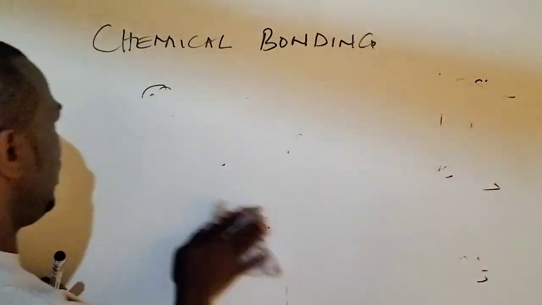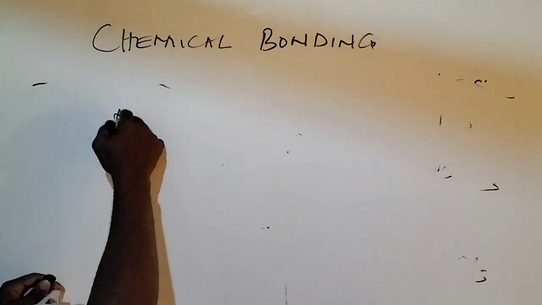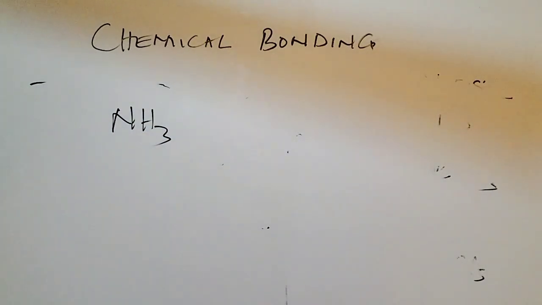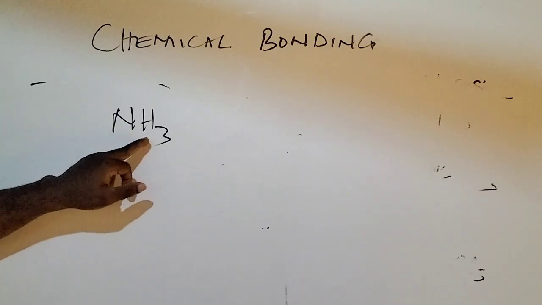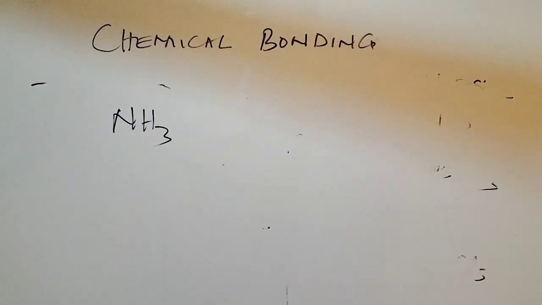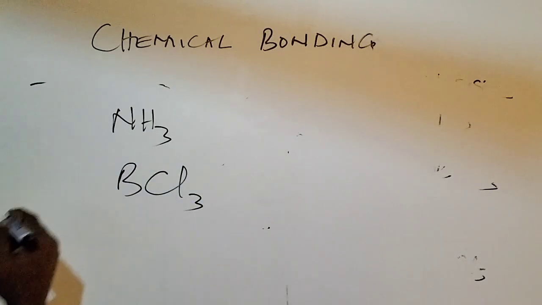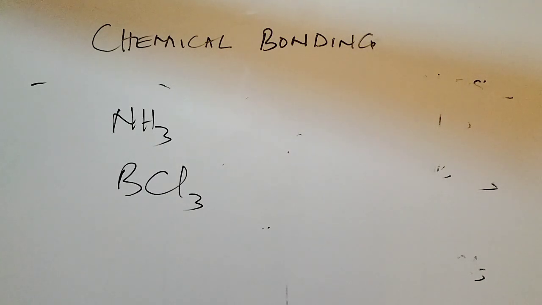Now, what if the central atom has a lone pair? For instance, let's look at ammonia. Ammonia has a central atom, nitrogen, bonded to 3 hydrogen atoms. So, can we say that ammonia is trigonal planar, just like the example we saw a few minutes ago? We said that boron trichloride, BCl3, is trigonal planar. So do we say that ammonia is also trigonal planar because they look like they have the same structure, AB3 each?